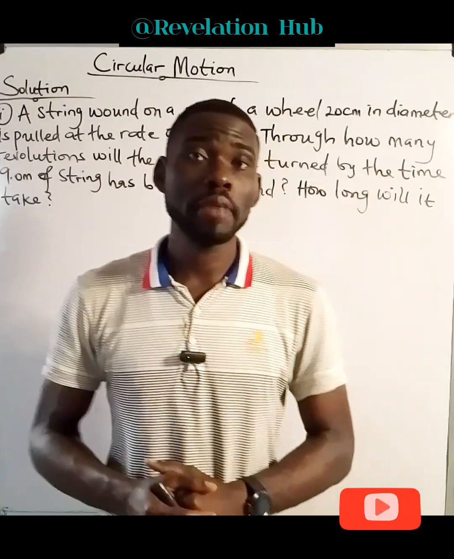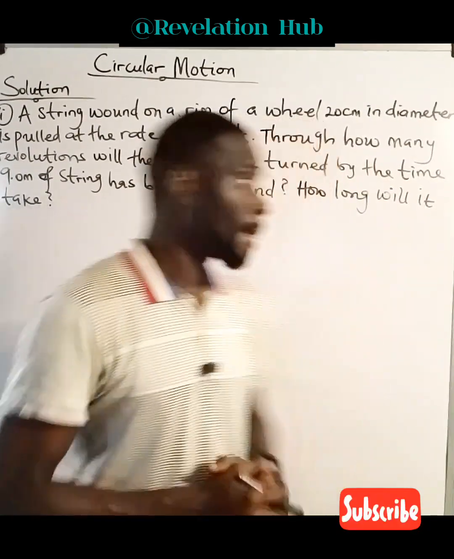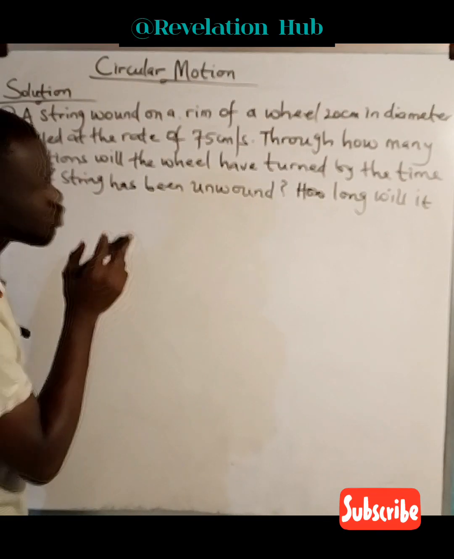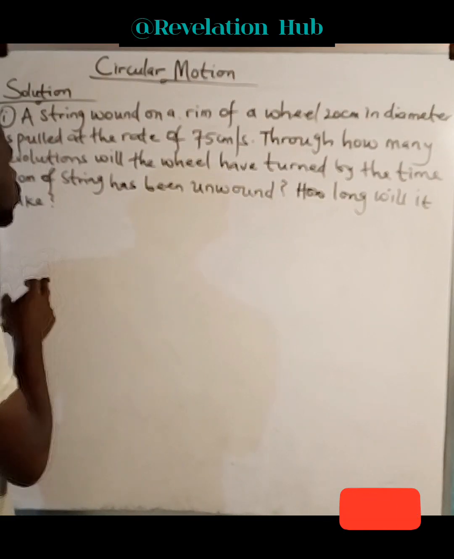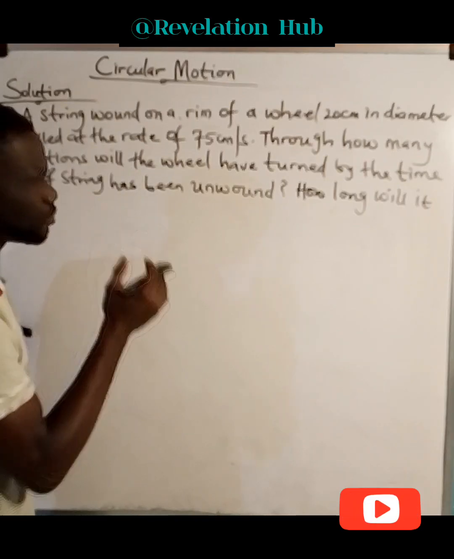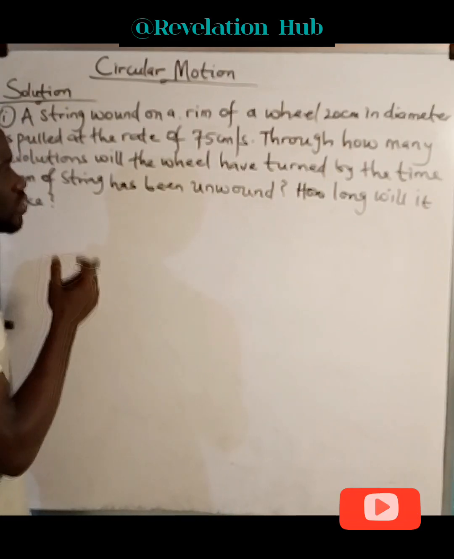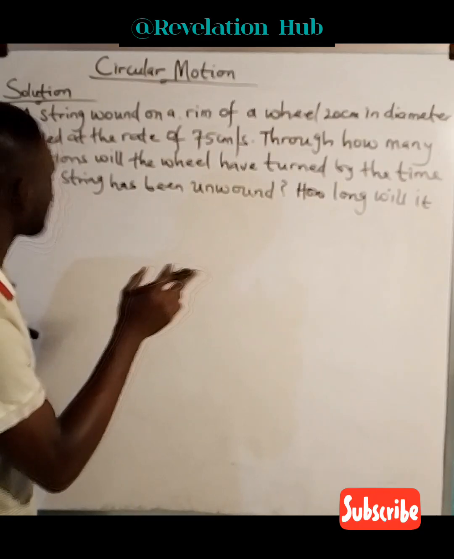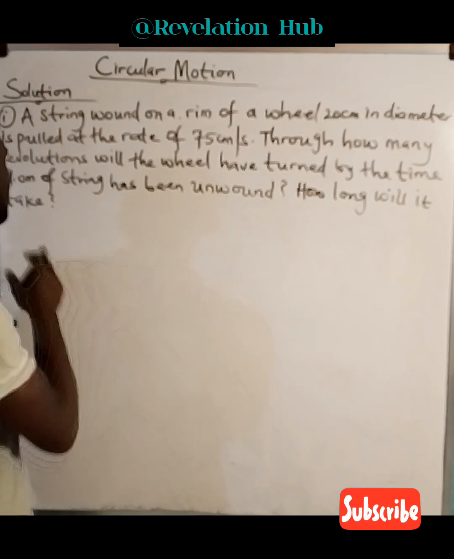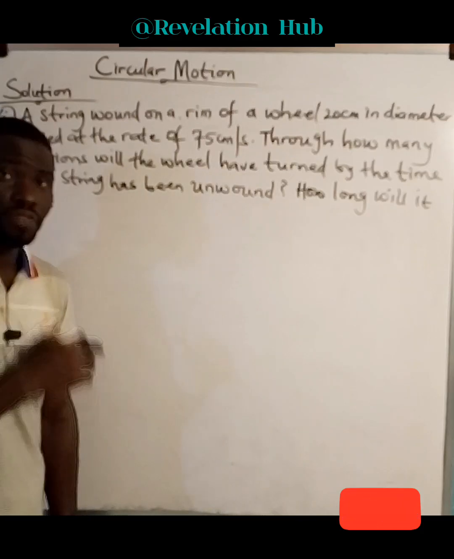Okay guys, let's see how many people got this question right. A string wound on a rim of a wheel 20 centimeter in diameter is pulled at the rate of 75 centimeter per second. Through how many revolutions will the wheel have turned by the time 9 meter of string has been unwound? How long will it take? Now we have 2 major questions under the very first question.